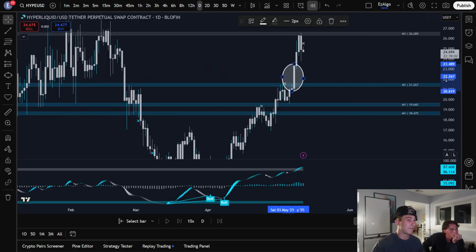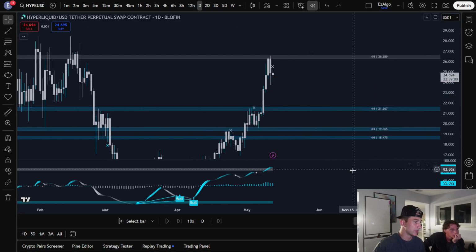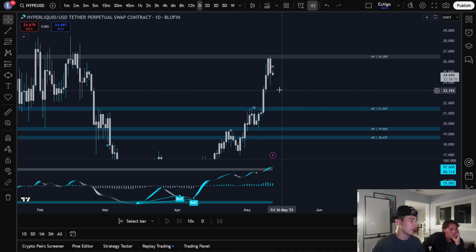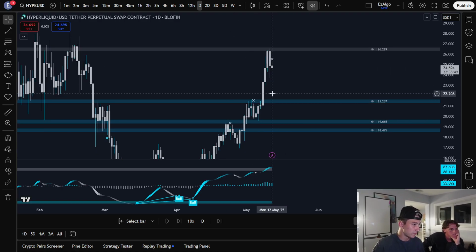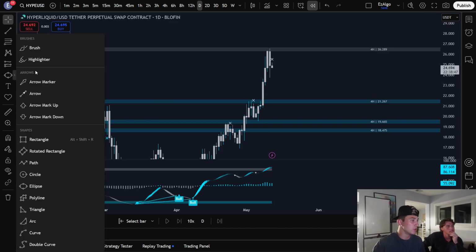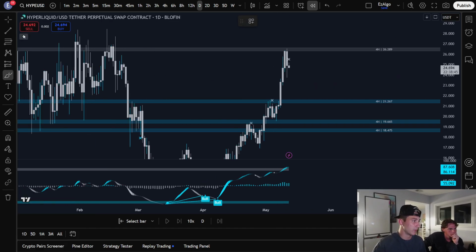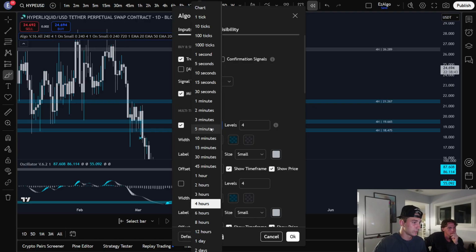So on a higher time frame, it can help remove the noise of the lower time frames. That's why we like higher time frame levels. We like to use higher time frame market structure. We like to use higher time frame confluences because it removes a lot of the noise. You're not staring at a bunch of little candles. It gives you a better view of what the market is actually going to do. Yeah, that makes sense.